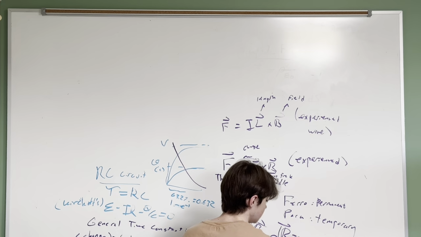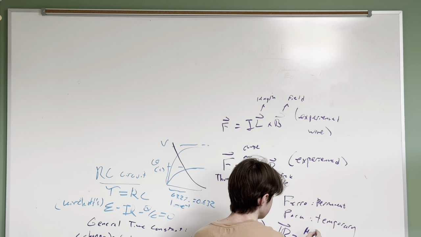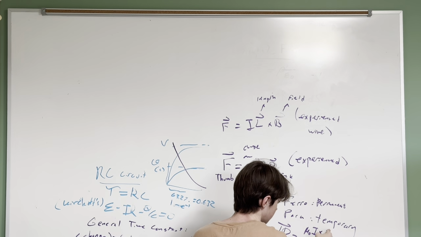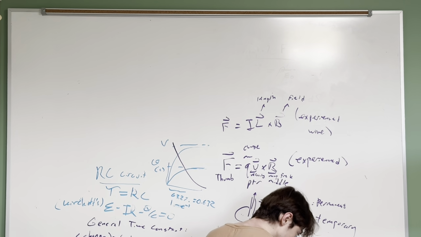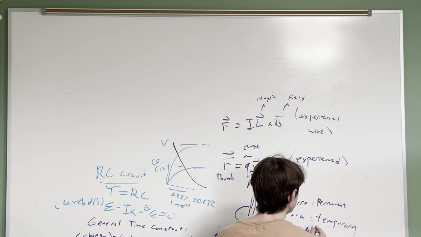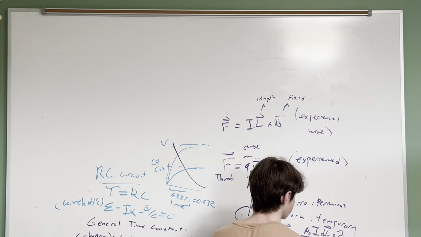Biot-Savart's law. dB is equal to... This is when we do... just mu naught I... cross. No, wait, what? It's r hat cross. Okay: mu naught I dL cross r vector over 4 pi r squared.